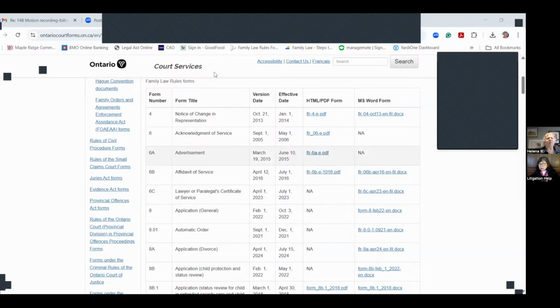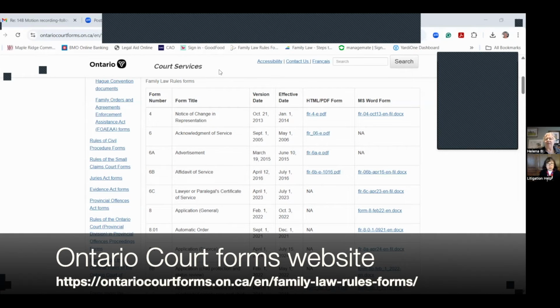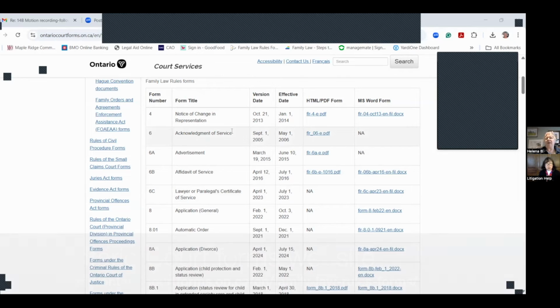Okay, so what I did is I took us to the Ontario Court Forms website. This is where the repository is for any time you need a family law court form, any of the forms that are template documents. You can find them here. The way the forms are numbered is that the form number always relates to the family law rule that governs whatever you're using that form for. Rule 6 is the rule about service, so anything with form numbers like 6, 6A, 6B, 6C are all about service. That's where your affidavit of service is. Then a lawyer can do a certificate of service if you're doing an advertisement for service, and then 6 is an acknowledgement of service.